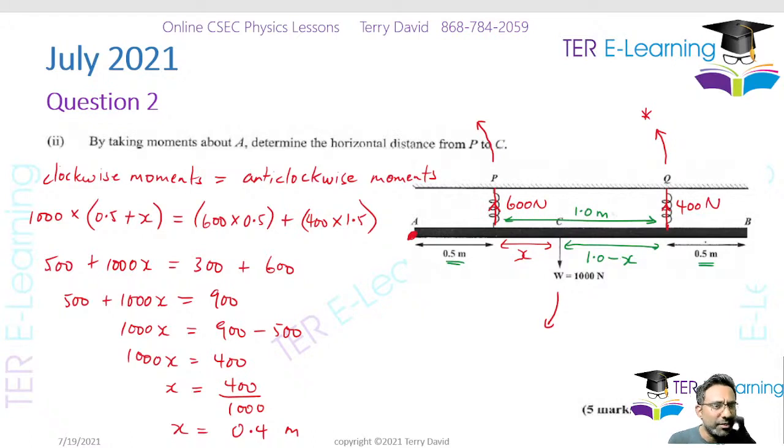I think I saw somebody say they got 0.4. 0.4 is the answer, right? Even though I wrote down the x and the 1.0 minus x, I didn't need that to work it out at all. So this is my calculation here, and look at the marks I gave you for this, 5 marks.